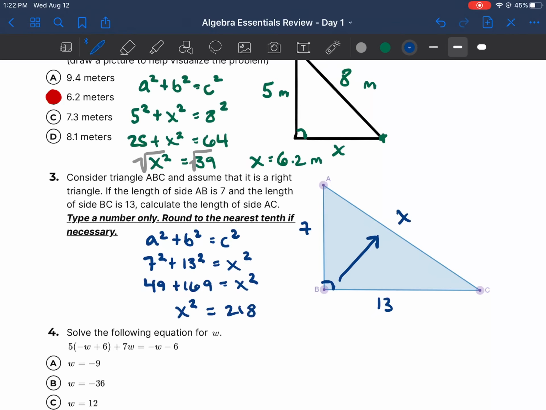And now let's go ahead and take the square root of both sides so that we can isolate for x. And this will tell us that x is approximately equal, because we are rounding to the nearest tenth, to the square root of 218, which is approximately 14.8. So x is about 14.8.